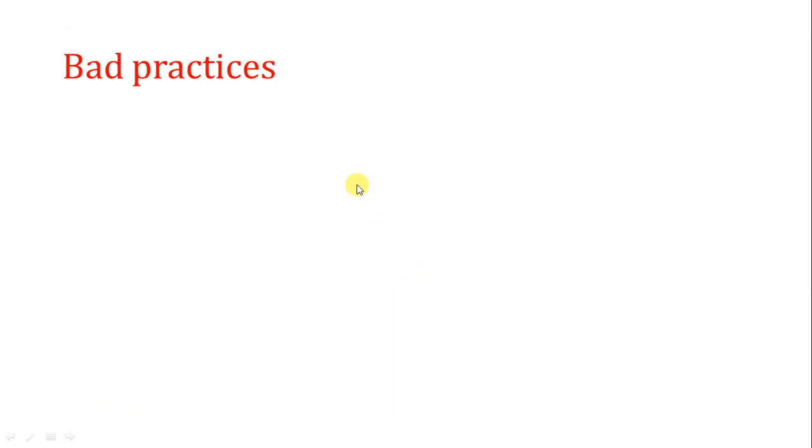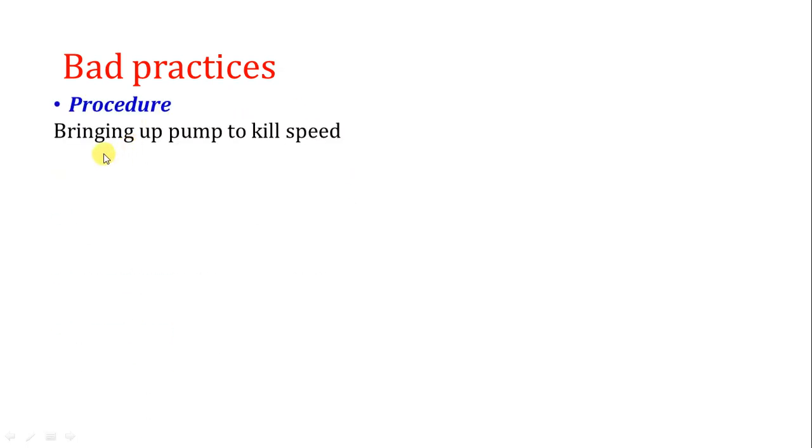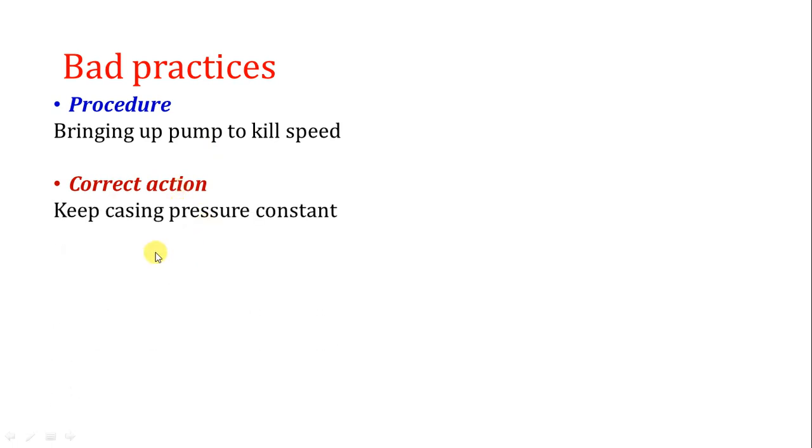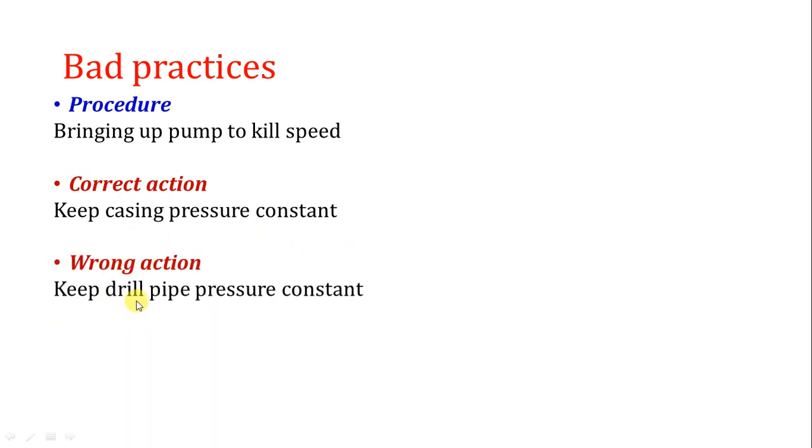Now we will go to some bad practices, inshallah, and we will finish it quickly. The procedure: bringing up the pump to the kill speed. The best, our correct action here, is to keep casing pressure constant. But what is the wrong action? The wrong action is to keep the drill pipe pressure constant.